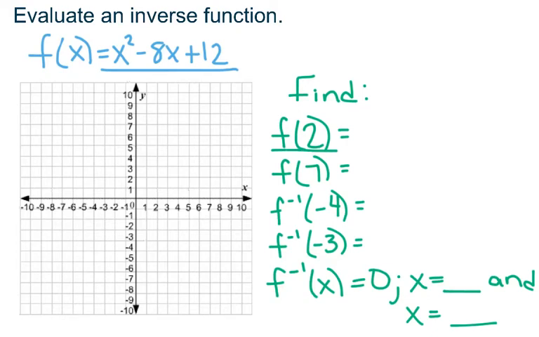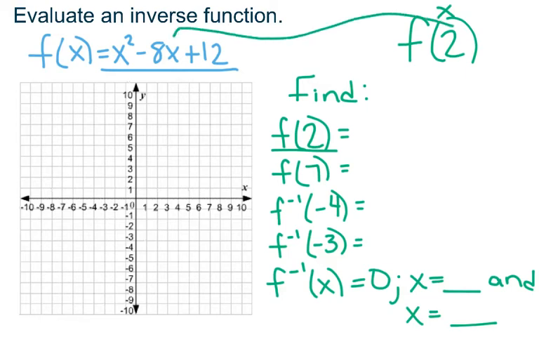So here's some weirdness that maybe you didn't pick up on in previous math courses. Anytime you have something like f of 2, you're saying the function, being x squared minus 8x plus 12, evaluated for when x equals 2. So anytime you have a regular function, the number inside the parentheses is what x equals. So what I'm doing is I'm taking this number 2 and I'm plugging it in everywhere I see an x.